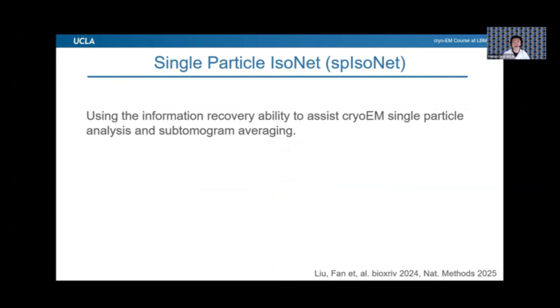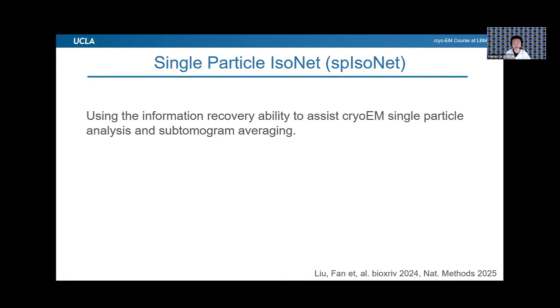In the next part, I want to briefly introduce another concept we have, called single particle isoNet, or spIsoNet. This was just published a few months ago, and you can search for it in Google Scholar and other platforms. This one goes beyond isoNet. You can use the information recovery ability to help cryo-EM single particle analysis and subtomogram averaging.